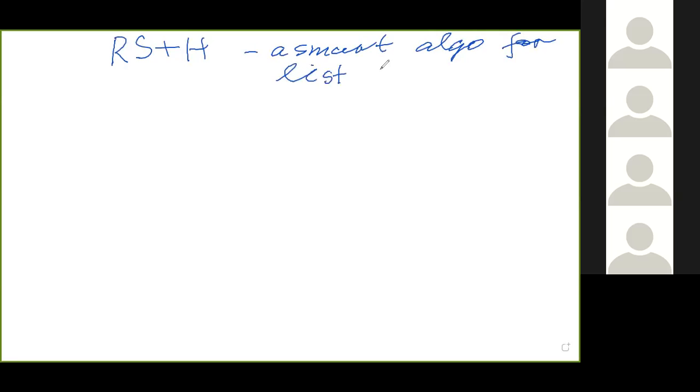Today, I will present a smart algorithm to decode Reed Solomon plus Adamar code. So, Reed Solomon plus Adamar, a smart algorithm for list decoding. First of all, let's recall what this code is.